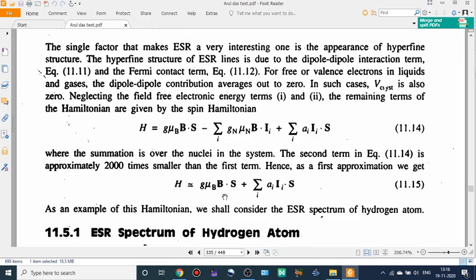So the total Hamiltonian is equal to g mu B B dot S, from the electron Zeeman energy, plus summation A_i I_i dot S, which is the term for the hyperfine structure, that is hyperfine splitting or nuclear-electron spin coupling, where A is the hyperfine splitting constant. Okay, thank you.